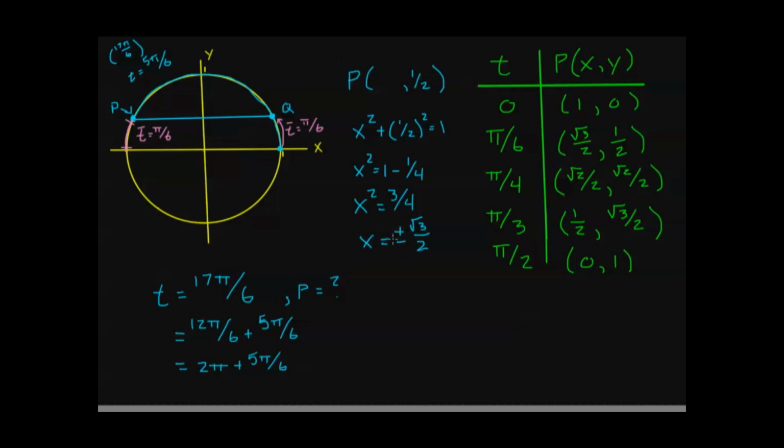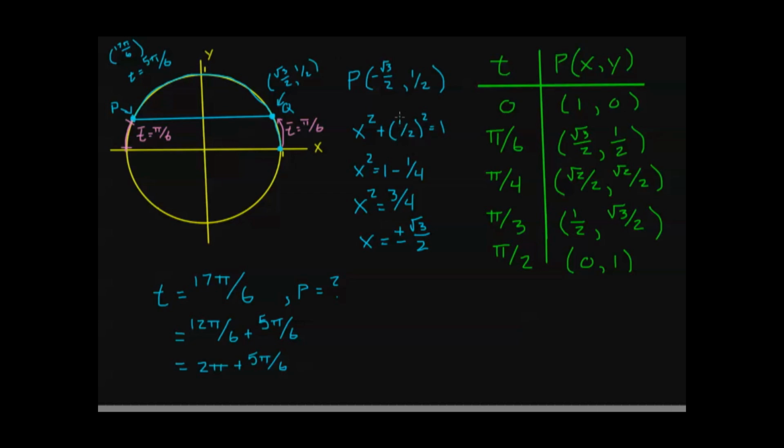The positive solution, x is equal to positive root 3 over 2, well, that's this point q here, isn't it? So I have this point positive square root of 3 over 2, 1/2. That's this point q determined by my reference number. So then p is going to be the other solution. It's going to be negative square root of 3 over 2, isn't it?